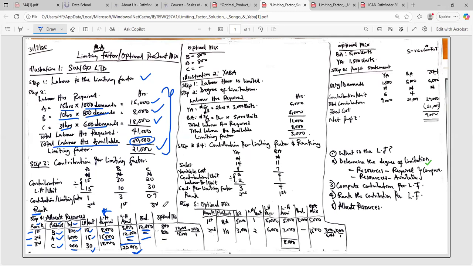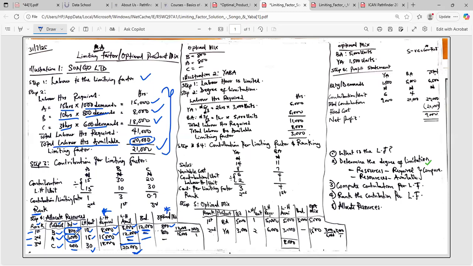Then the final one, the optimal mix, which is the main reason you are doing this allocation. Since product B needed 8,000 and we allocated 8,000, it should be able to produce the whole demand, which is 800. That's why we have this 800 here. For the second one, product A, you needed 15,000 but we only gave you 12,000. That means you can't produce the whole 1,000. It's not juju, it's not oracle. No juju can happen. You needed 15,000, we only gave you 12,000, so you will be producing lower than 1,000.